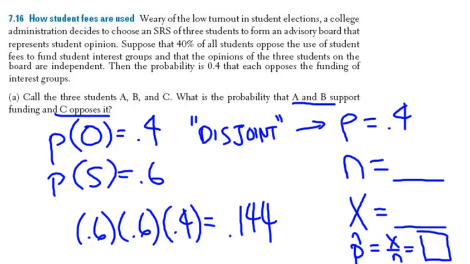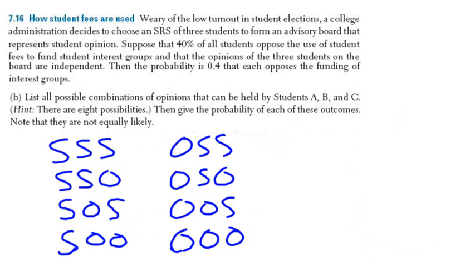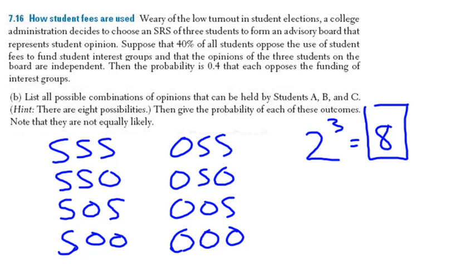All right, in part B, they ask you to list all the possible outcomes. So things you should already know. There are two possible outcomes to this event, support or oppose. I'm choosing 3 random students. So there are 2 to the third, or 8 possibilities. So first of all, I should be able to use multiplication to just get that number of possibilities. And second, I should be able to list them all. So that's what I've done here.